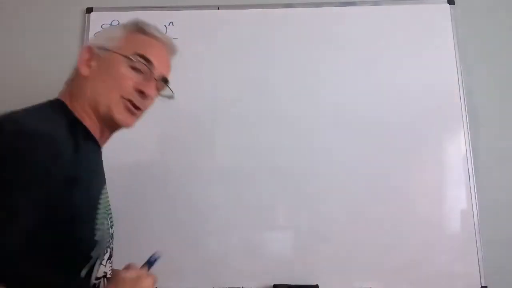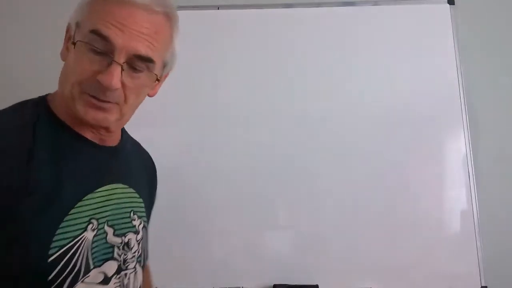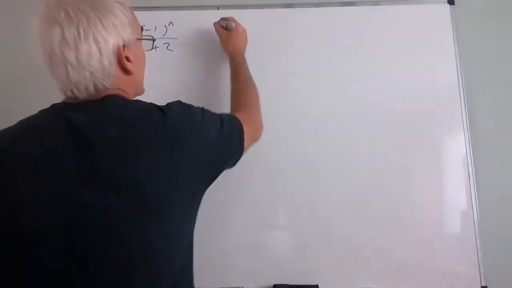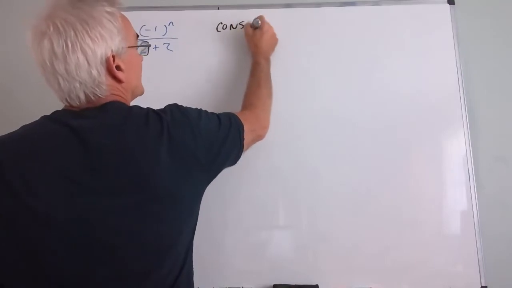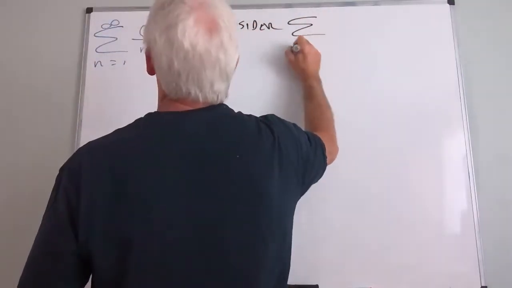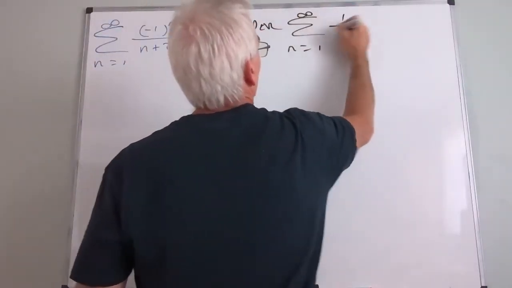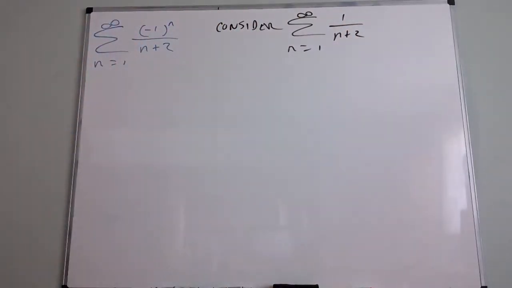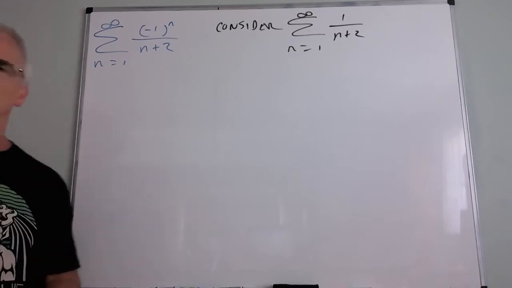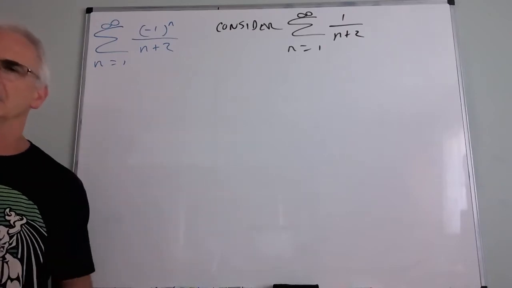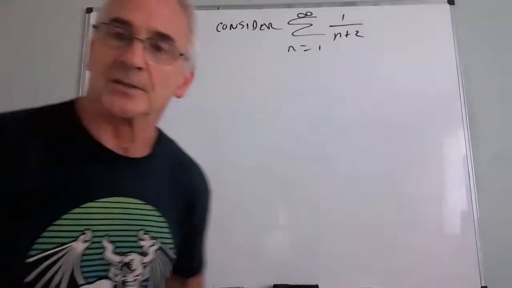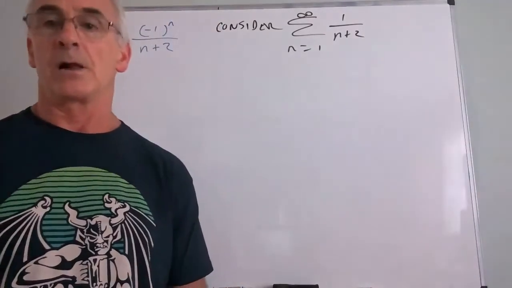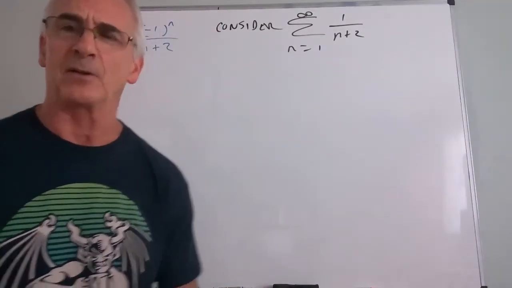So we start, you don't take absolute values, you just start with the non-alternating series. So the first thing we're going to write is consider the sum of 1 over n plus 2. That's the non-alternating series. Now, do you believe this series converges or diverges? Anybody? Diverges. Because it looks like what series? Harmonic. It looks harmonic. Yeah, that makes it fairly simple.